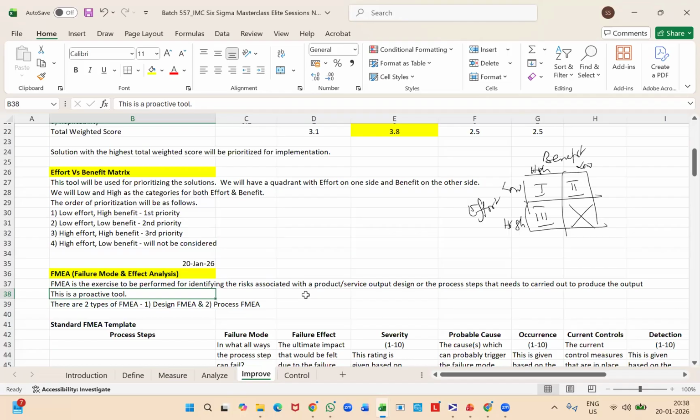There are two types of FMEA as we can see here. One is the design FMEA and the other one is the process FMEA. When we identify the risks associated with the product design feature or with a service output design feature, it would be called a design FMEA. When we develop a product, there will be various features attached to that product, right? Each feature might potentially carry some risk.